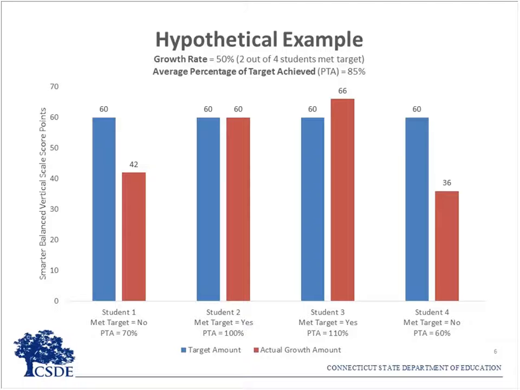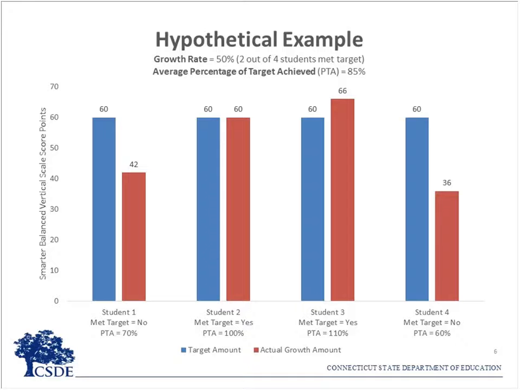All right, now let's take a look at those two metrics, the growth rate and the average percentage of target achieved. This is a hypothetical example of 4 students. You see them on the bottom of the chart, student 1, student 2, student 3, and student 4. Let's presume that all 4 students are at the same level and have the same target of 60 scale score points. That's their target amount, represented by the blue bar for each of those students.